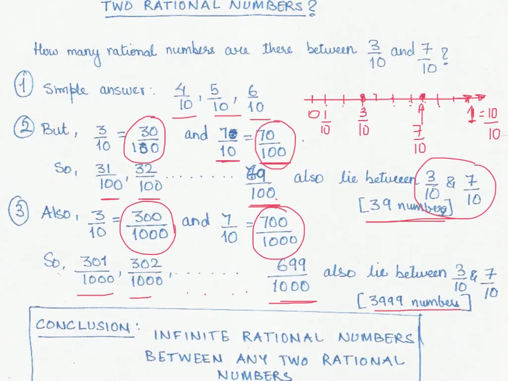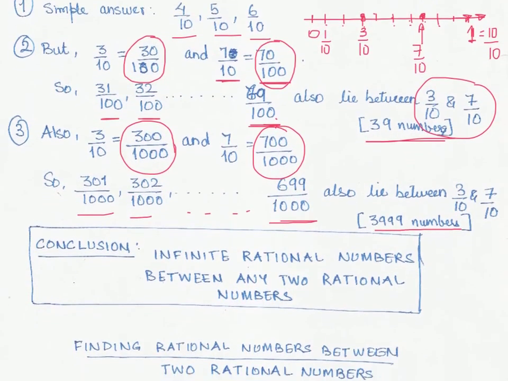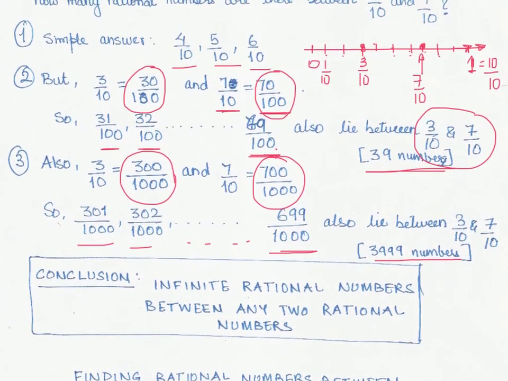And therefore, it brings us to the conclusion that between any two rational numbers, there lie infinitely many rational numbers. So that is the key result to take away from this discussion. Between any two rational numbers, there lie infinite rational numbers. A very key result.